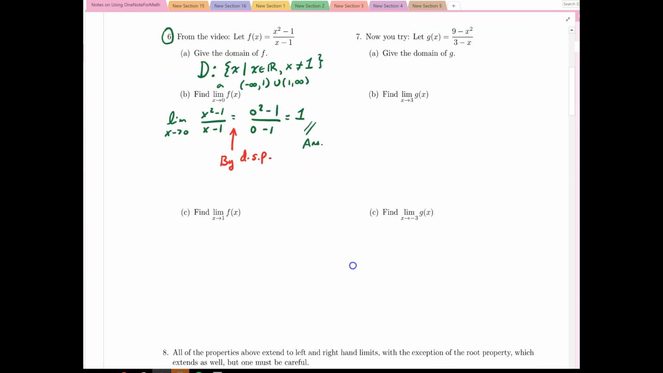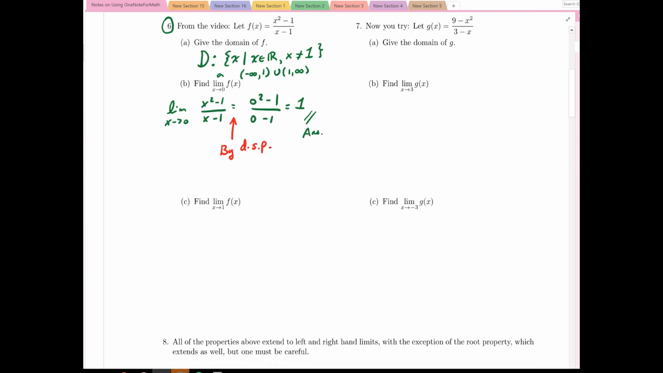Now, it's very important that you contrast this example that I just did with this one right here. Here we're looking at the limit as x approaches 1 of the same function, x squared minus 1 all over x minus 1. And let me ask you, so in a second here, pause the video to answer the question. Can I apply the direct substitution property with this limit? So pause the video and think about that. Can I use the direct substitution property with this limit?